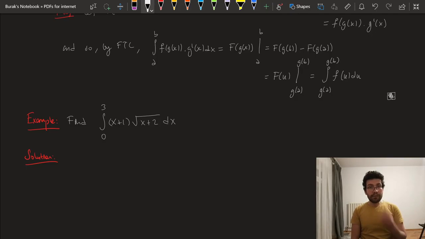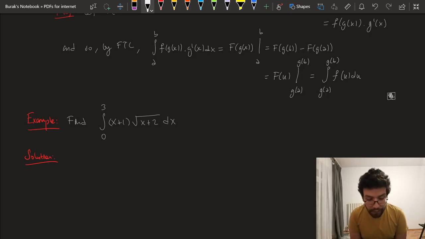In order to apply part 2 of the fundamental theorem of calculus, what do I need to do? I need to find an antiderivative. So in order to find the indefinite integral of this function, what am I going to do? It's not in the table, so I try the first method that I learned, which is the substitution method.